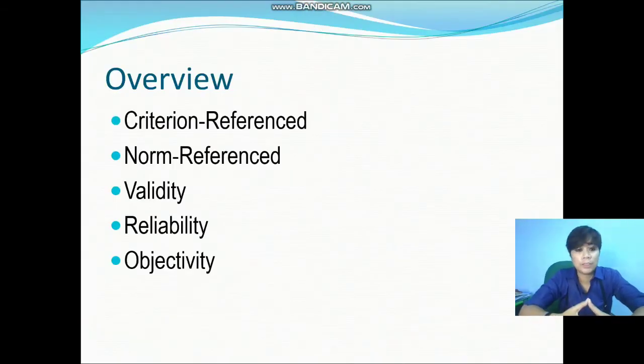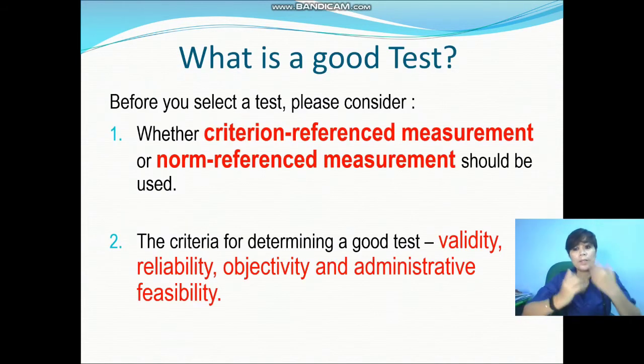So this is the overview of this chapter: criterion reference, norm reference, validity, reliability, and objectivity. So what is a good test, ladies and gentlemen? Before you select a test, please consider whether the test is criterion reference measurement or norm reference measurement. And the criteria of a good test: it should be valid, reliable, objective, and administratively feasible. So a good test will depend on this consideration. Okay, let us go one by one.